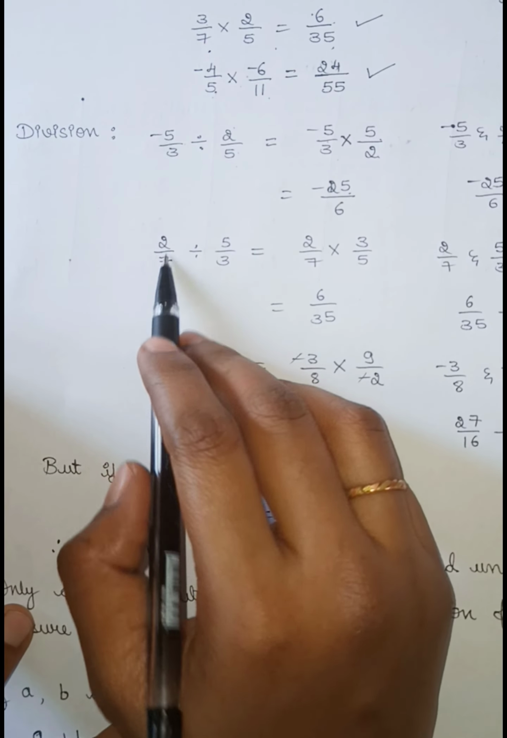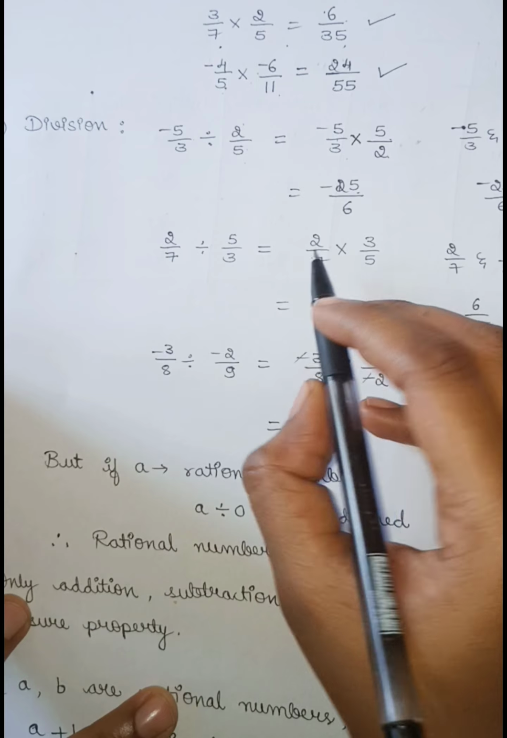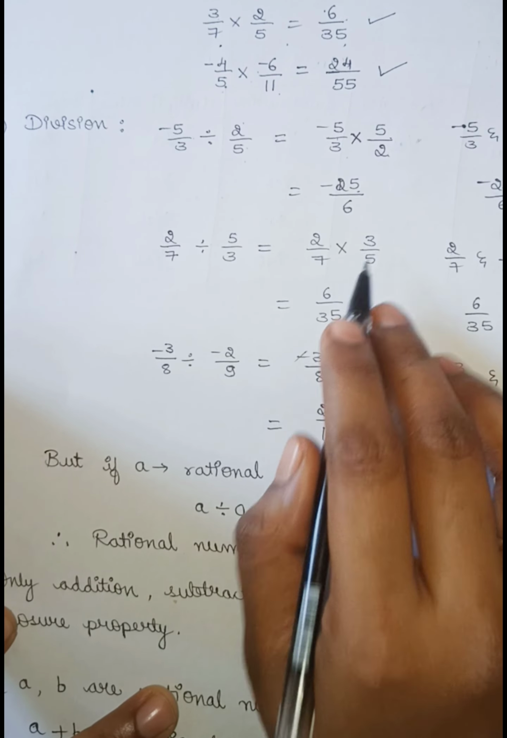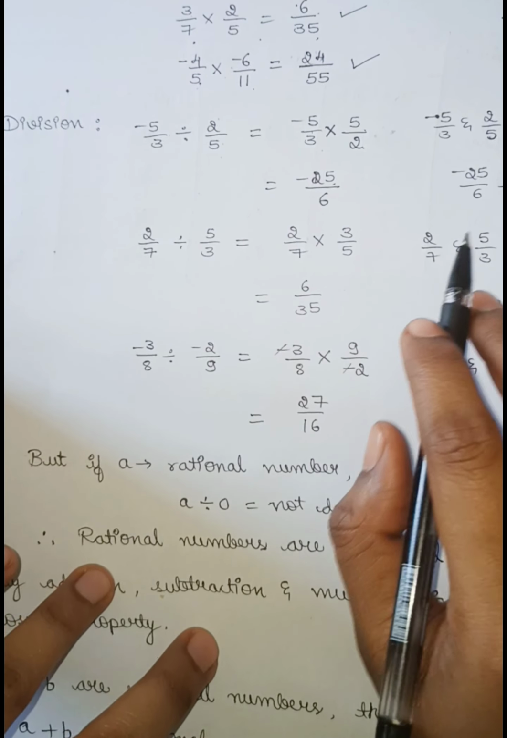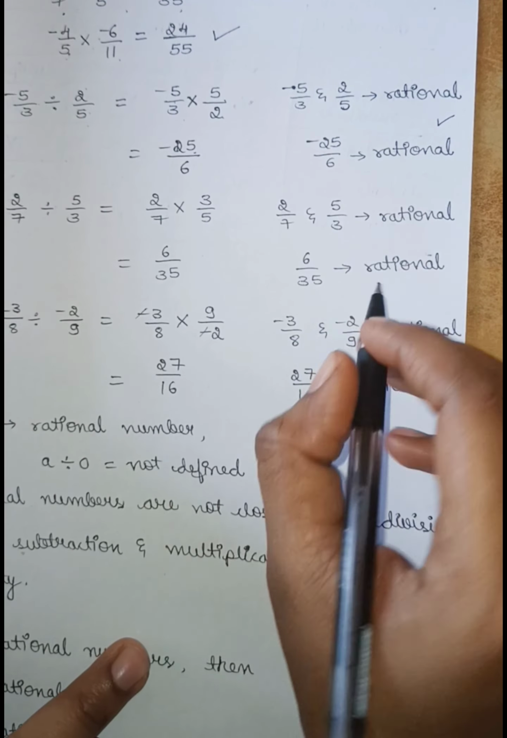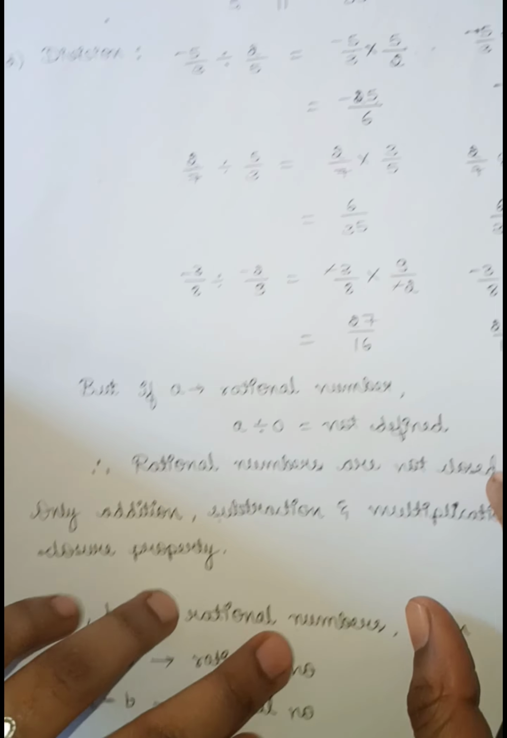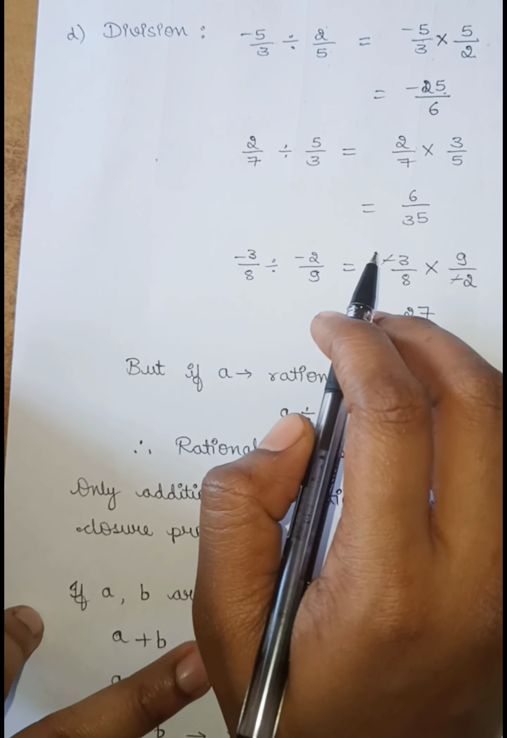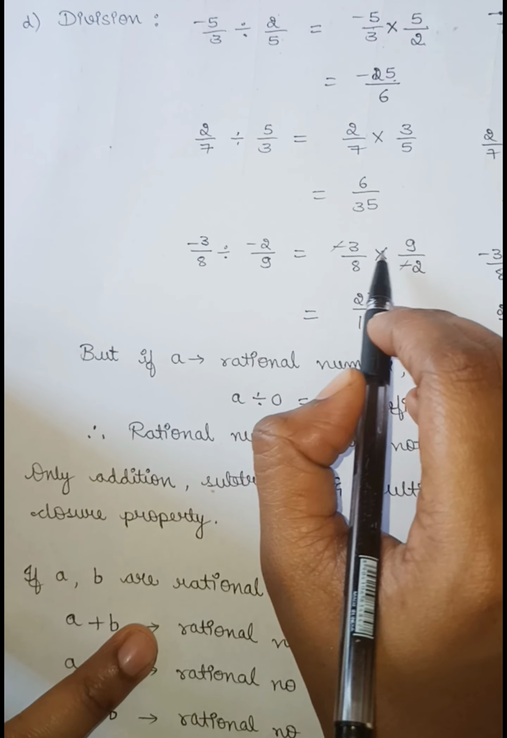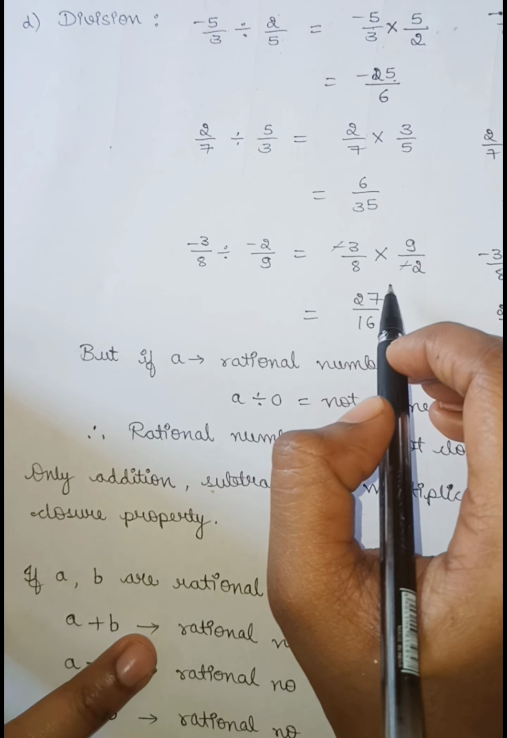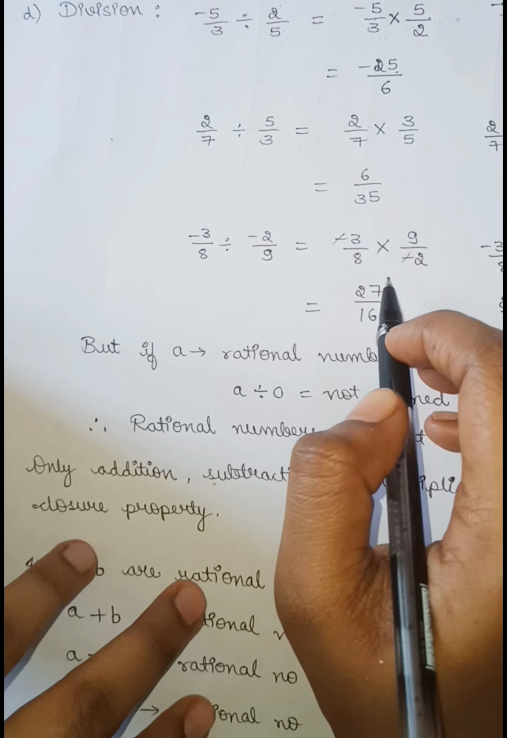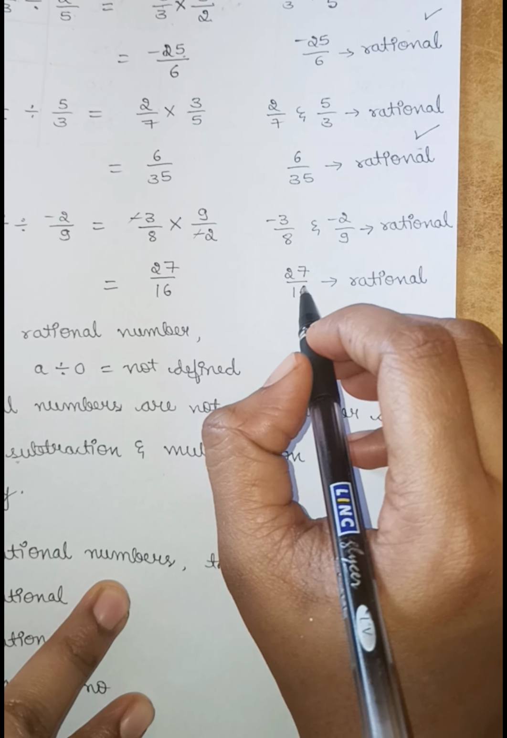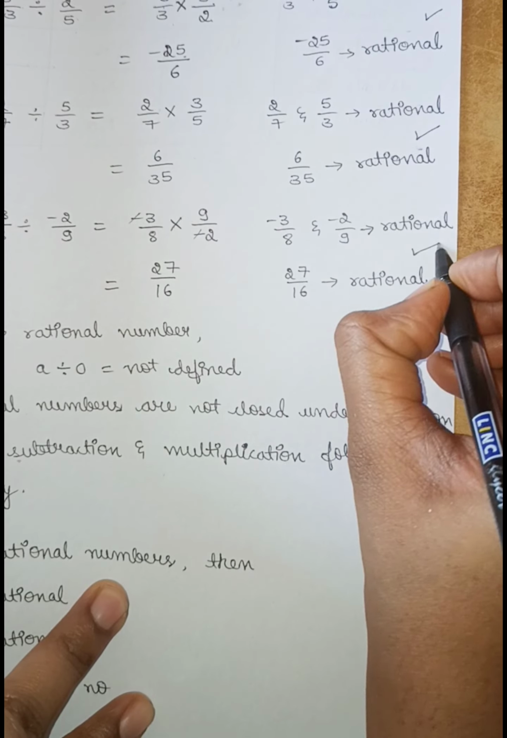The next example, 2 by 7 divided by 5 by 3. Write the 2 by 7 as it is and reverse the 5 by 3 as 3 by 5, and the product: 3 2s are 6, 7 5s are 35, so 6 by 35. So 2 by 7 and 5 by 3 are rational numbers, 6 by 35 is also a rational number, it follows closure property. Let's see the next example, minus 3 by 8 divided by minus 2 by 9. Here also minus 3 by 8 into 9 by minus 2, minus minus is cancelled, 9 3s are 27, 8 2s are 16, 27 by 16. Minus 3 by 8 and minus 2 by 9 are rational numbers, 27 by 16 is also a rational number, so it follows closure property.